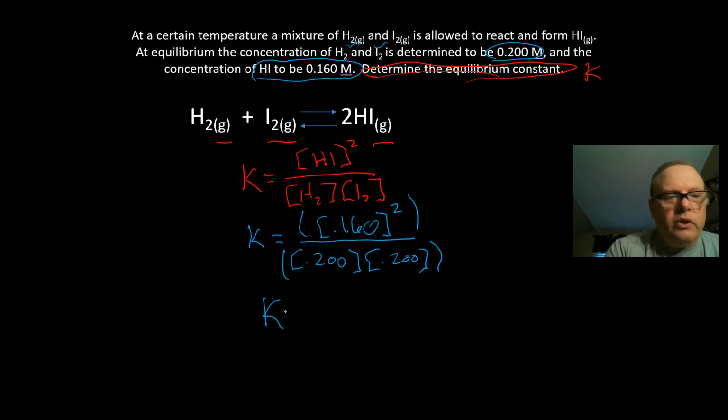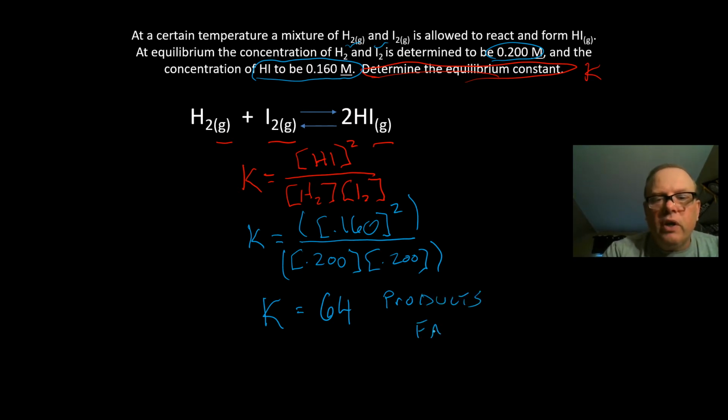I just did the whole thing in one big swoop here, and I got K equal to 64. There's no units, that's all you get is 64. Now that value does tell us something as well. That tells us that the products are favored because K is a ratio of products over reactants. So with a large K value, this says that the products are favored. And again, if you take a look at our concentrations, much greater concentrations of our products on this thing. All right, questions, answers, there we go.